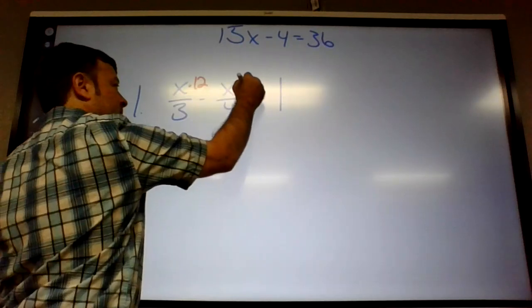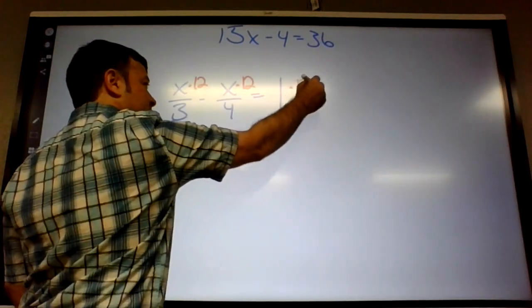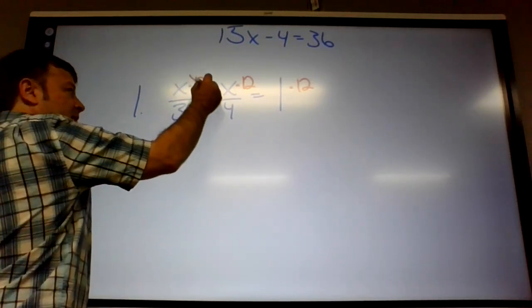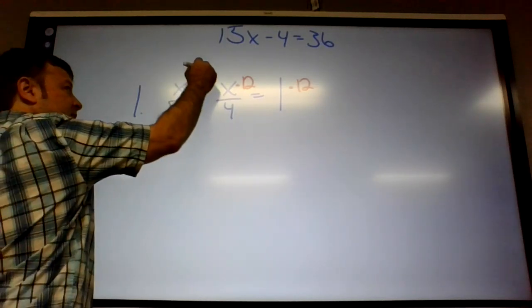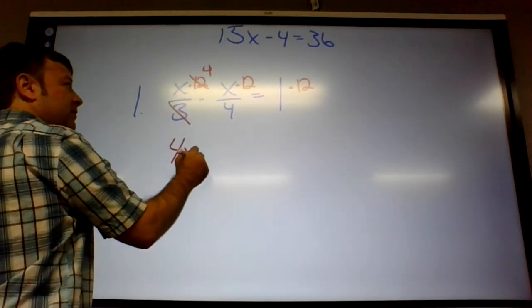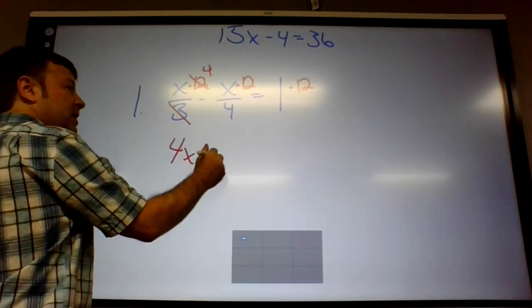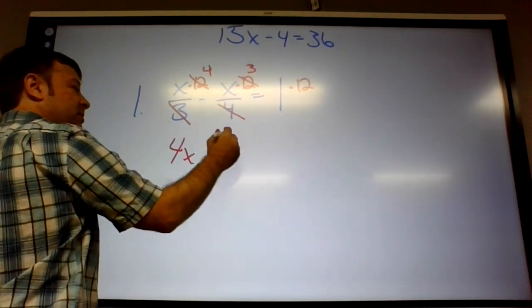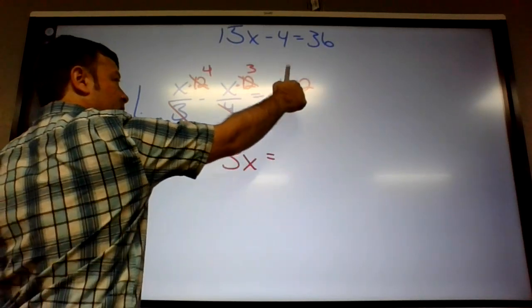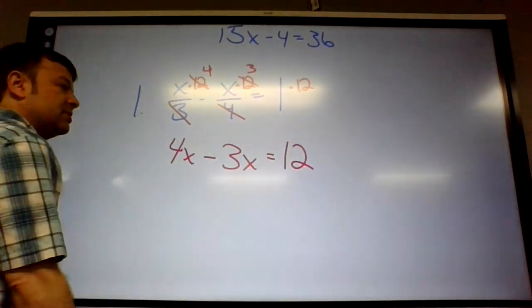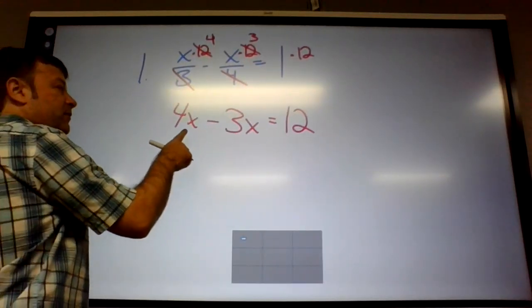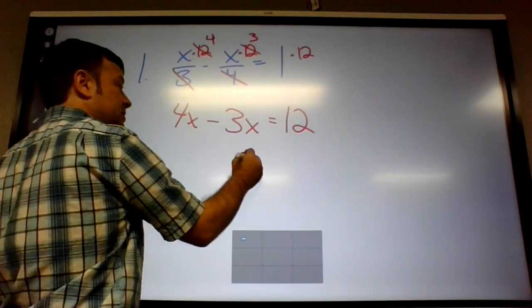So yeah, it's kind of a repeat of what I just did. So I'm going to multiply everything by 12. Don't forget, even the right side gets a times 12, even though there's no fraction over there. So 12 divided by 3 is 4, so that'll become 4 times x. Minus 12 divided by 4 is 3, so that'll become a 3 times x. And 1 times 12 is 12. Alright, so 4x minus 3x is x.